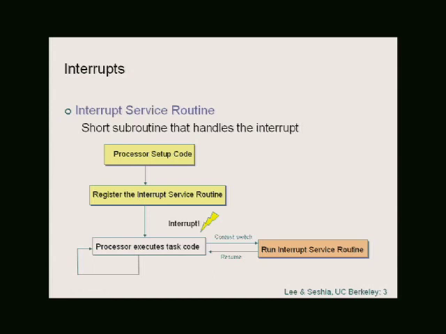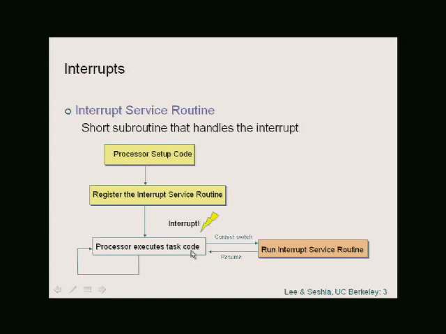So the processor is executing its task. And at some point, an interrupt occurs. When an interrupt occurs, the processor executes a context switch, meaning that it suspends what it's doing, and it goes and runs the interrupt service routine. And when the interrupt service routine finishes, it goes back to where the processor left off in the main program, and that resumes. Okay, so that's the mechanism.